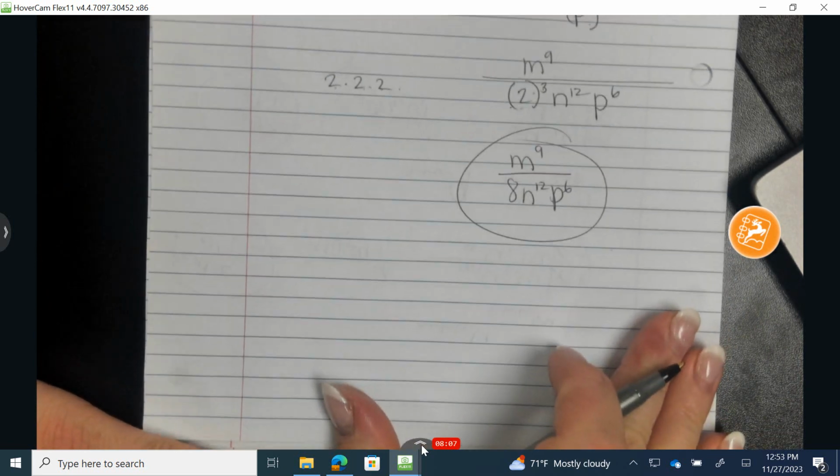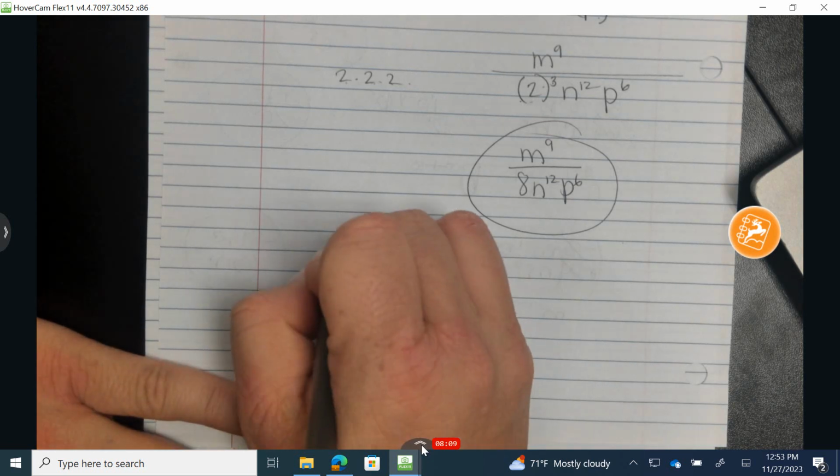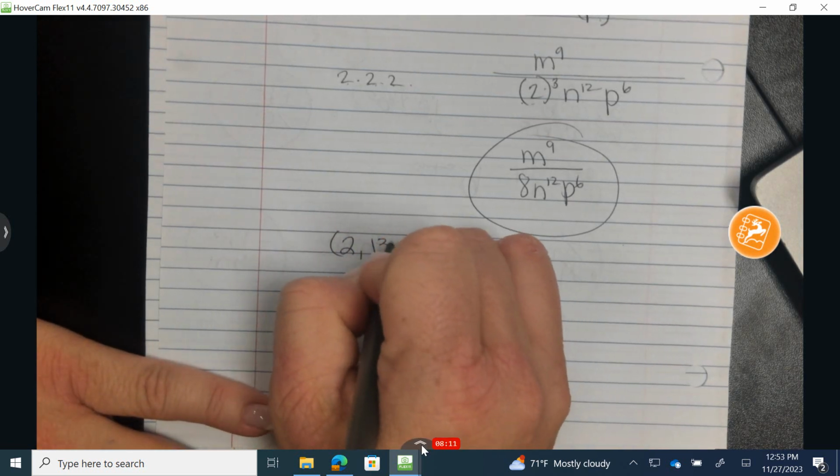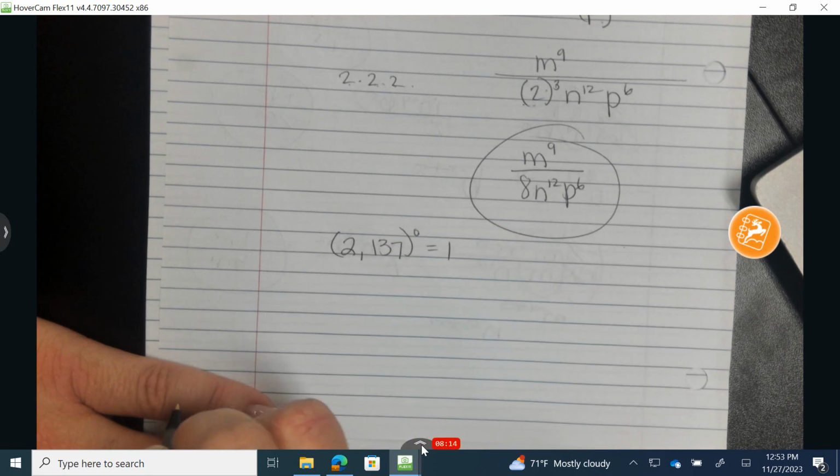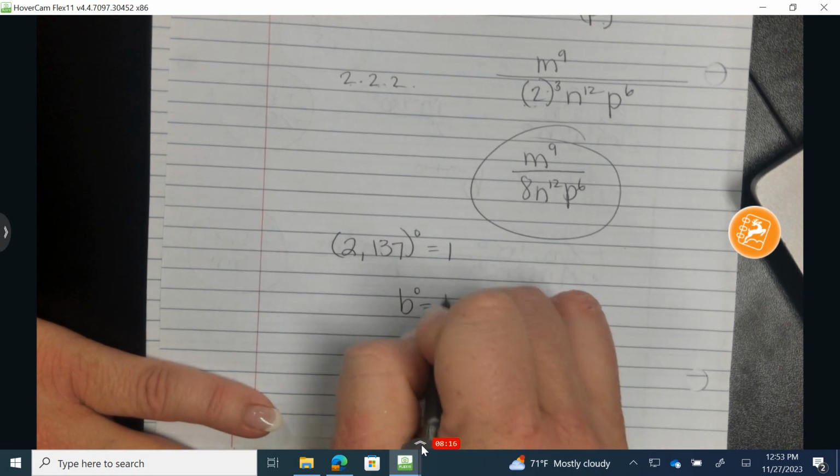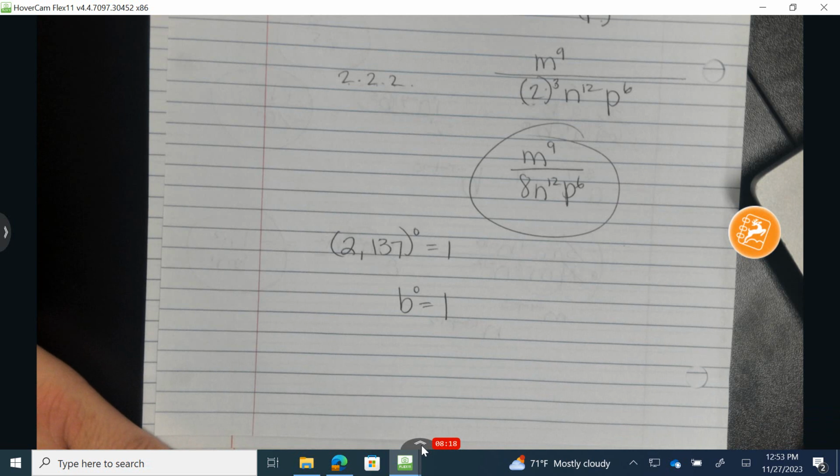Remember that anything raised to the 0 power is 1. So 2,137 raised to the 0 is 1. B to the 0 is 1. Any quantity raised to 0 is 1.